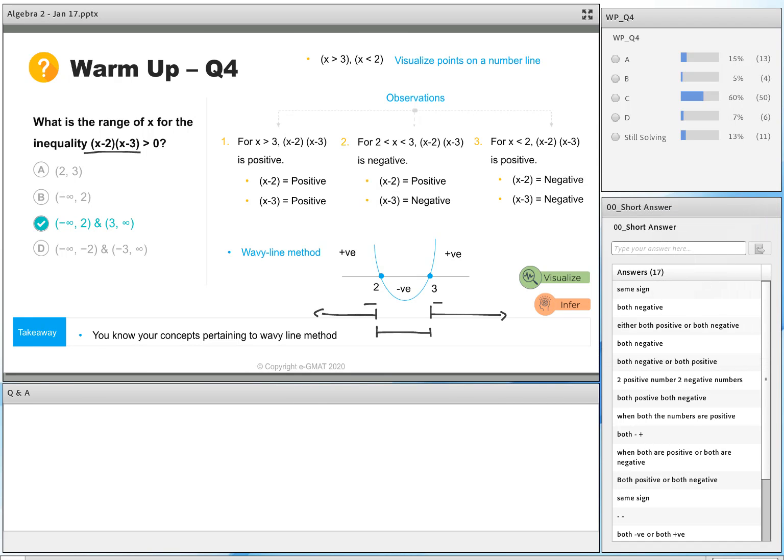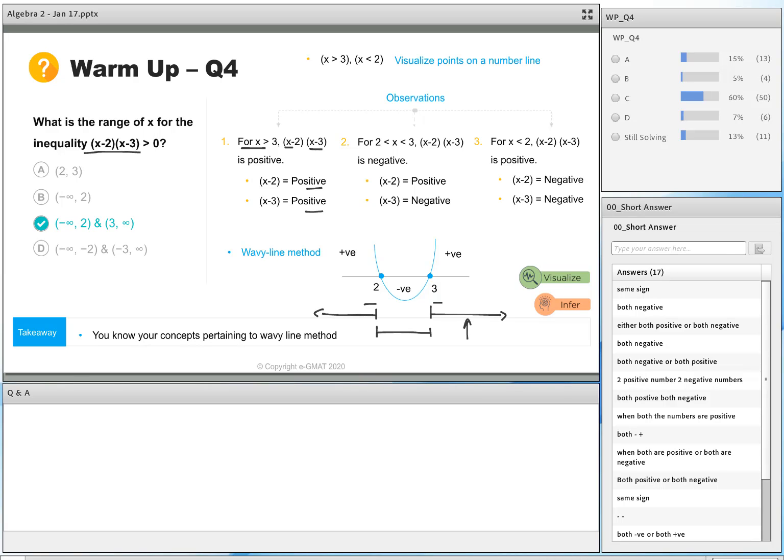So now we have three regions. Now let's take one region first. Let's take the region where x is greater than 3, let's assume. So for x being greater than 3, both x minus 2 and x minus 3 are positive.